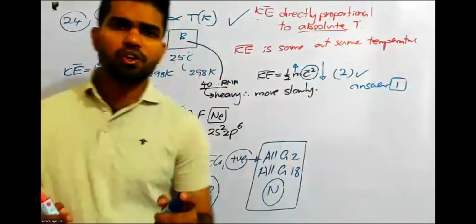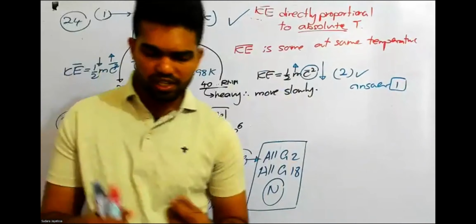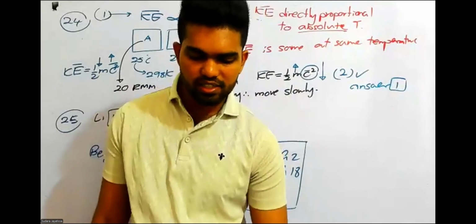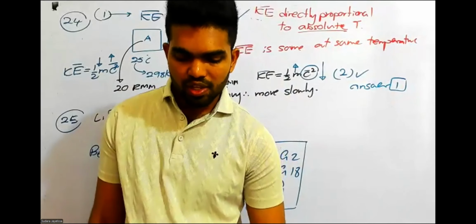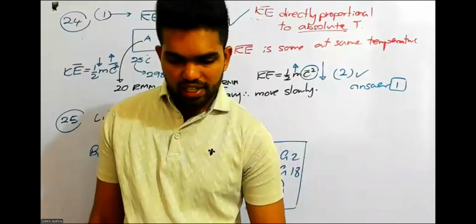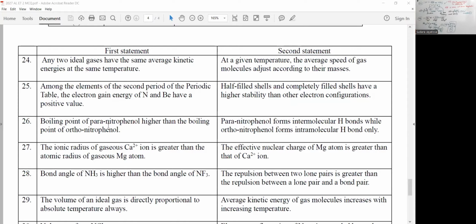Then we will talk about phosphorus and everything also. Why only nitrogen? That's another question. My point here is that the first statement is correct. Look at that again. Among the elements of the second period of the periodic table, the electron gain energy of beryllium and nitrogen have a positive value. They didn't say only, so they didn't mention neon, but that's okay. For these two elements, it is correct.